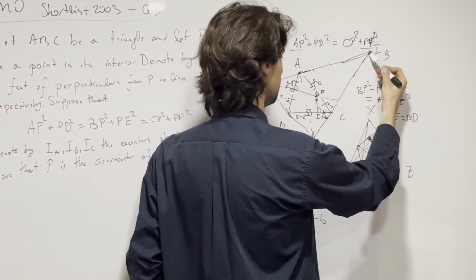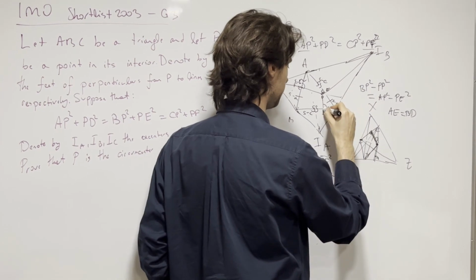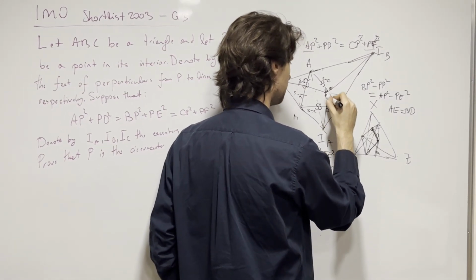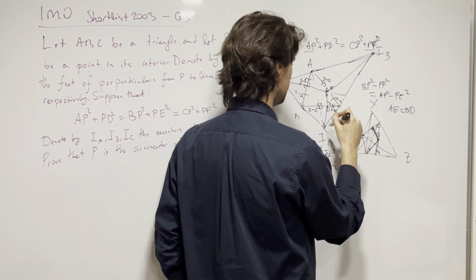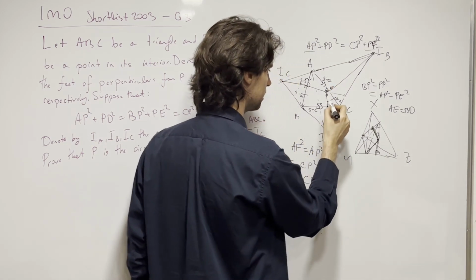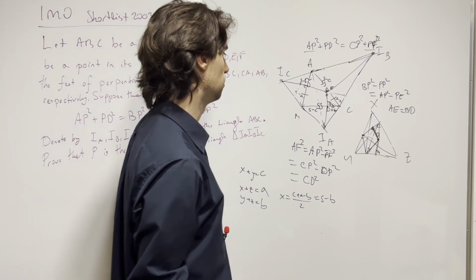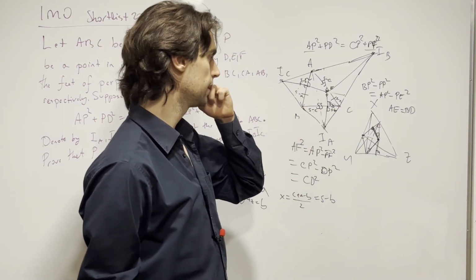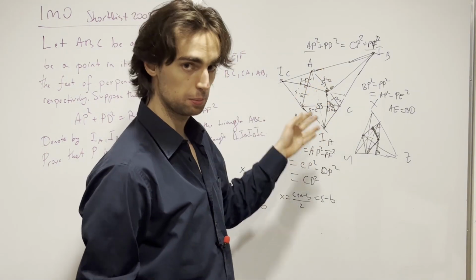And similarly, IBE is perpendicular, and so for point P, we have that PIA is perpendicular to BC. Like we get all these points are perpendicular, right?